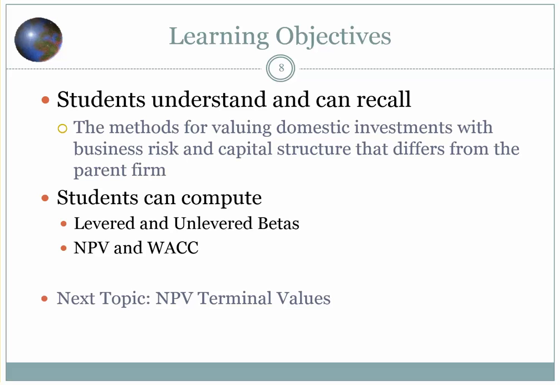So in this topic, we looked at how to value domestic investments with business risk and capital structure that differs from the parent firm. We did that by levering and unlevering firm betas, or unlevering and then relevering proxy betas. The next topic, we'll calculate NPVs using terminal values. That is free cash flow multiples and growth perpetuities.